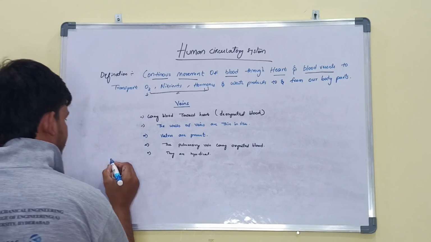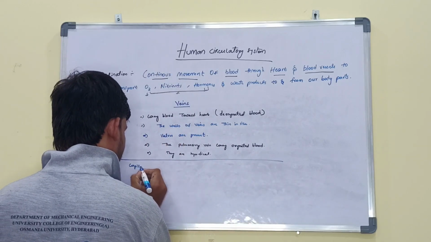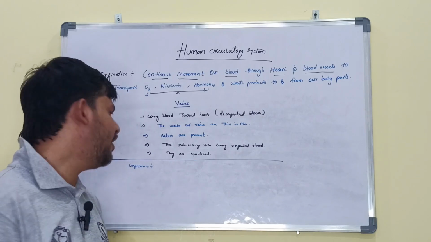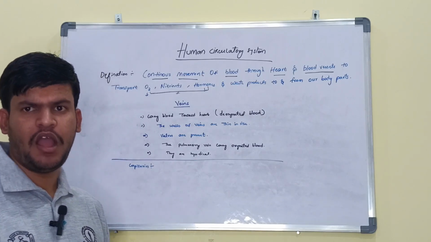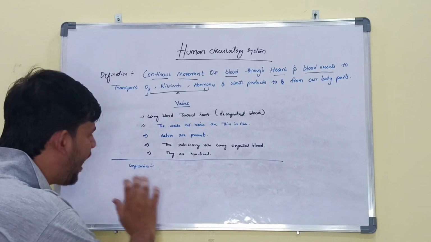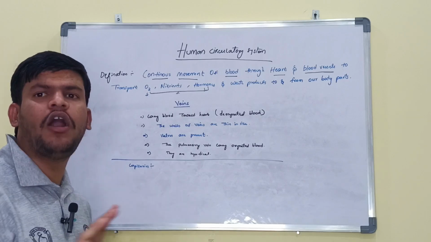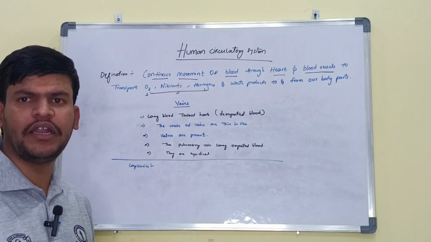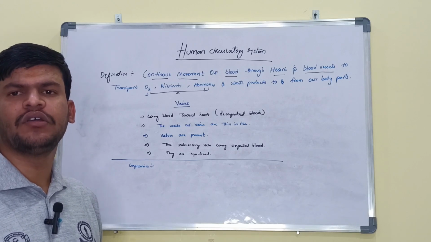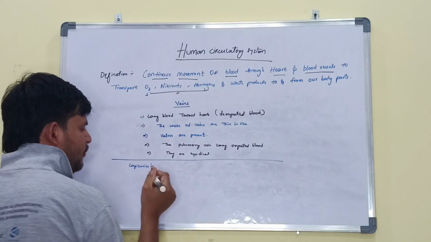The last one is capillaries. What is capillaries? The function of capillaries is simple. How a bridge connects two roads, like that the capillary will connect the vein and arteries in order to exchange oxygen, nutrients, hormones to all the body parts. That is the main function of capillaries.